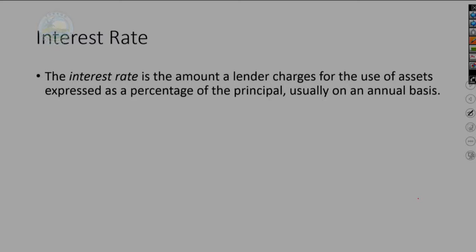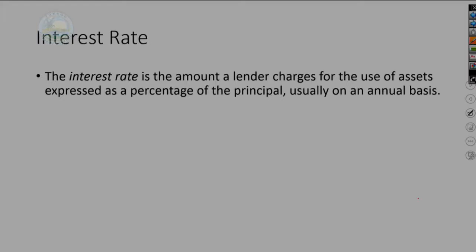So let's talk about now the interest rate. We spoke about interest, the sum of money you would get when you invest money, or the additional money you have to pay back when you borrow money. But the interest rate is the amount a lender charges for the use of the money or whatever assets, usually expressed as a percentage of the principal.